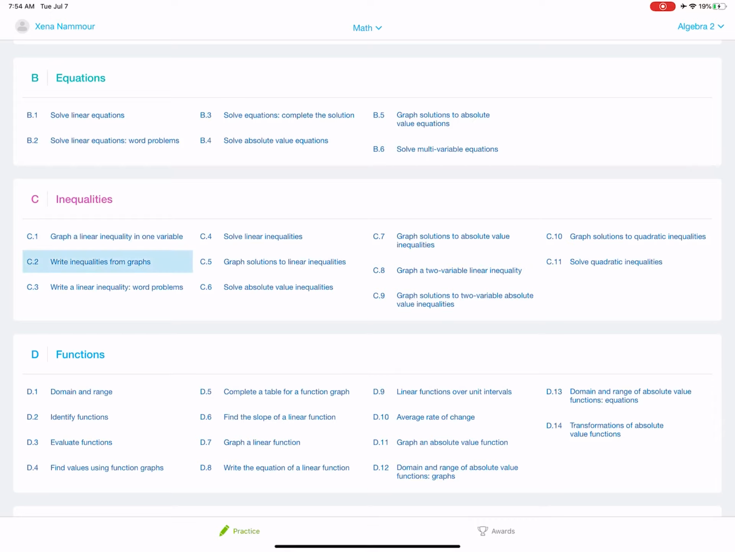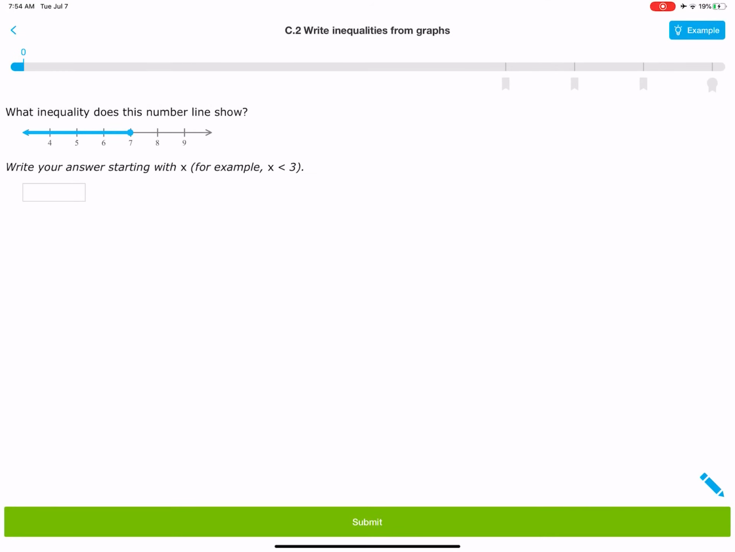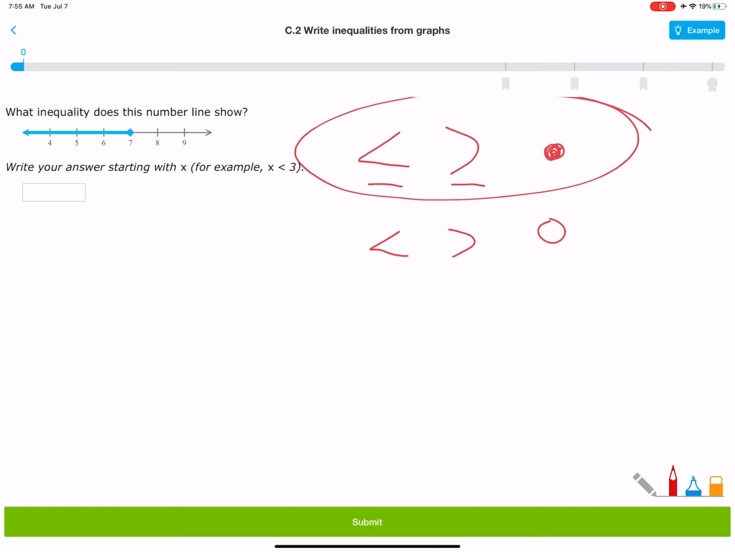So now we're going to go to C2. I'm going to write an inequality from the graph. So this is just the opposite of what we just did in C1. Remember, a filled-in dot means this, and an open circle means this. So we already know it's going to be this one for this problem.